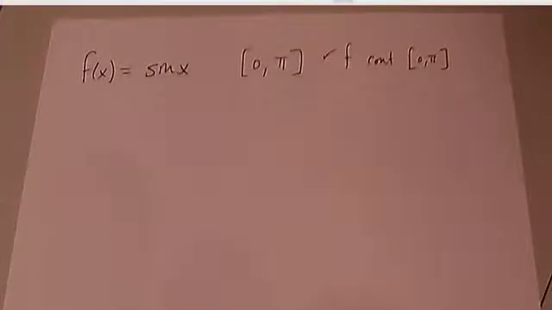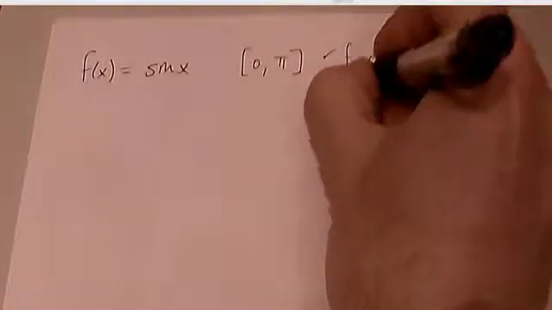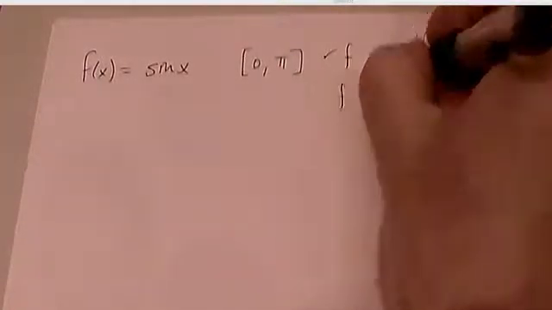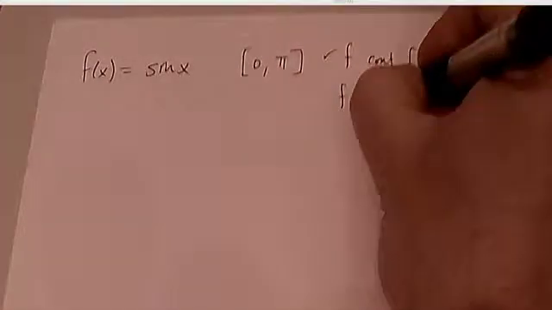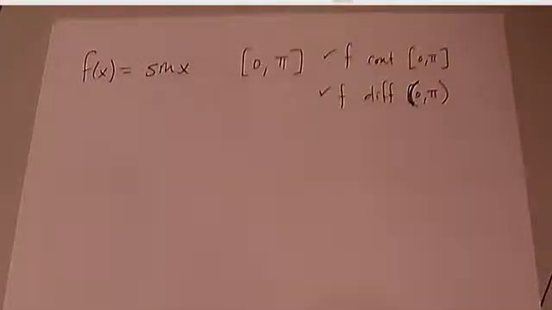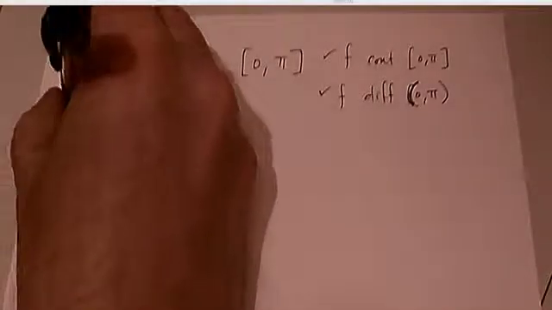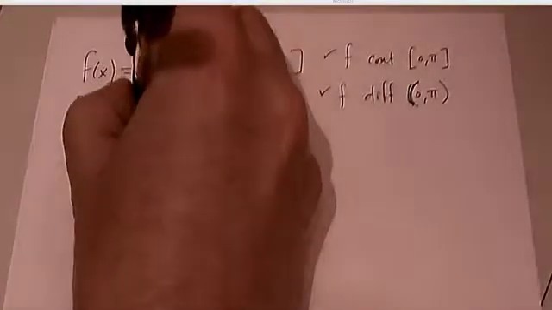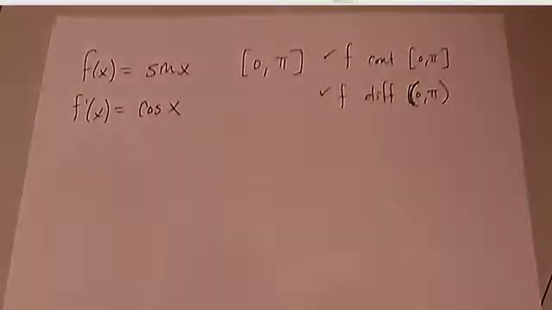And I know that its derivative, cosine, has the same domain, so f is definitely differentiable everywhere, and therefore it's definitely differentiable on this open interval from 0 to pi. So check, check, okay? I've satisfied both of them. And of course, like I said, the derivative of sine is cosine.